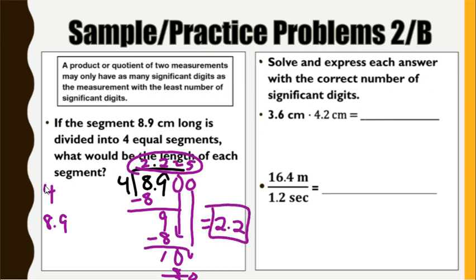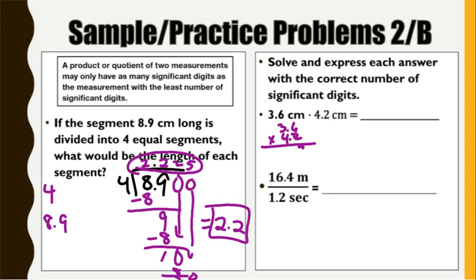Next one, solve and express each answer with the correct number of significant digits. So I have 3.6 times 4.2. They both have 2 significant digits, so I can only have 2 significant digits in my answer. So let's just solve this first.